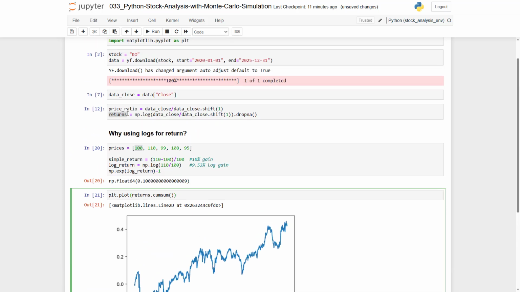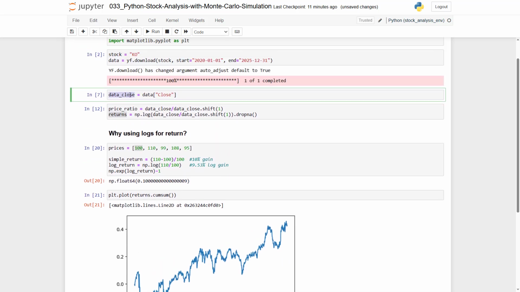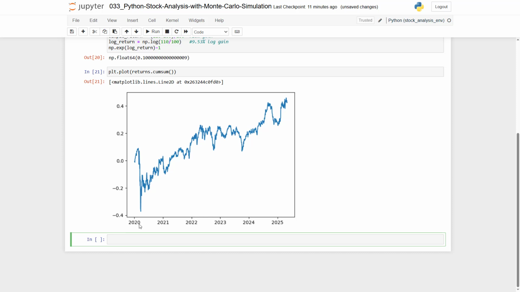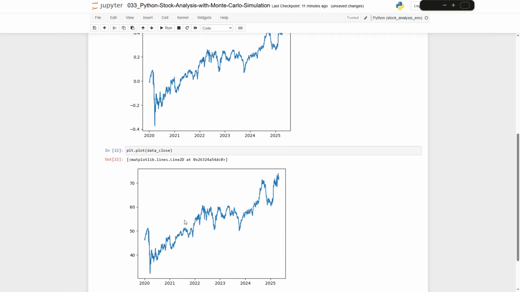Yeah, what can we do? We can also try to plot the data close itself. It should be like almost the same, not exactly.